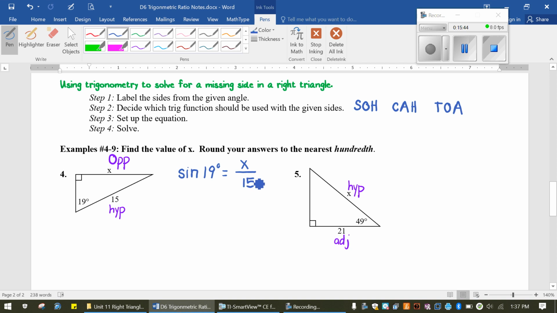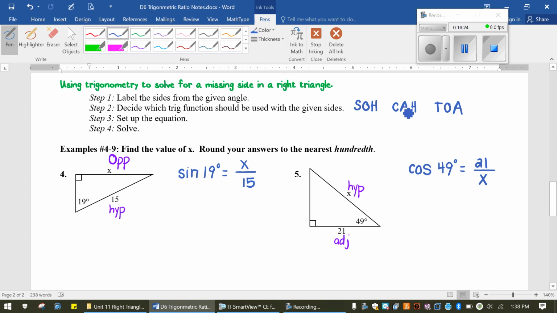Okay, let's write number 5. Let's set up the equation, and then we're going to solve each one. In number 5, from our 49-degree angle, we have adjacent and hypotenuse. Adjacent and hypotenuse would be cosine. So cosine of our acute angle, 49 degrees, and then we set up our ratio. Adjacent is 21, that's the numerator, and hypotenuse is x. You have to go in the order that is given for each of these trig functions.